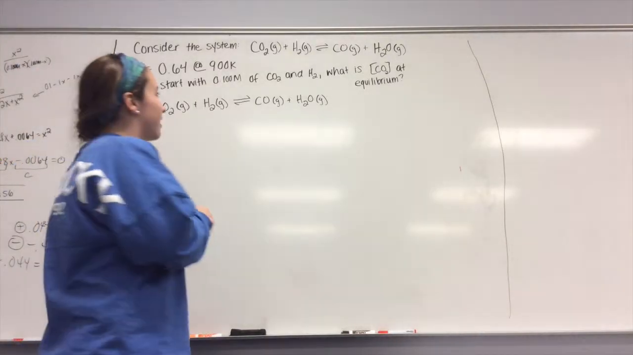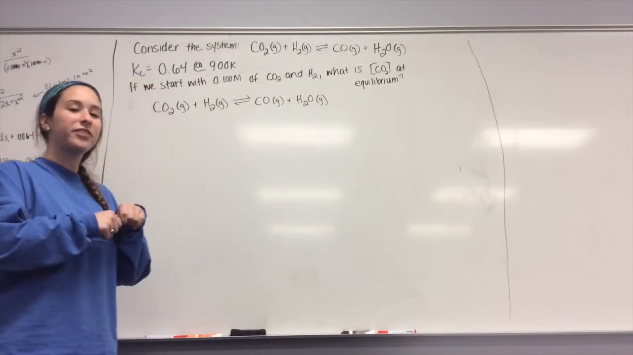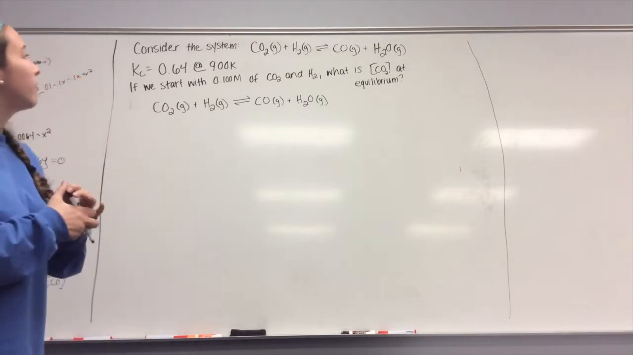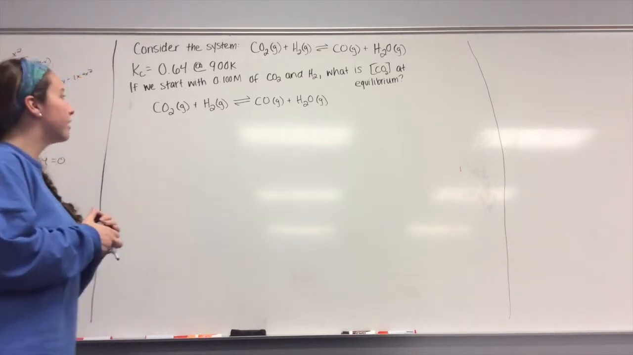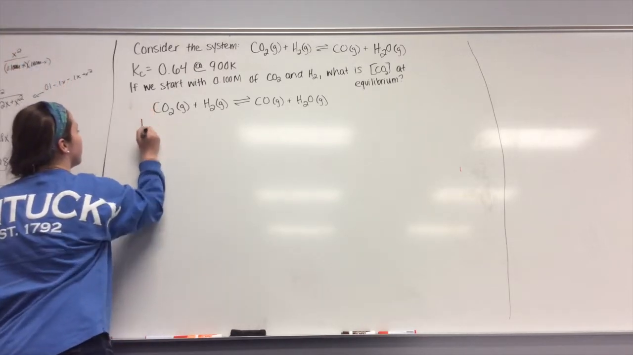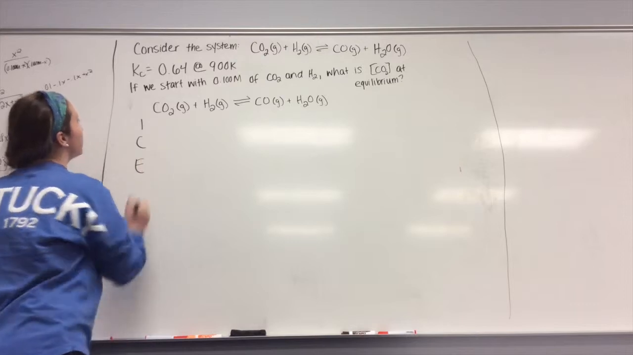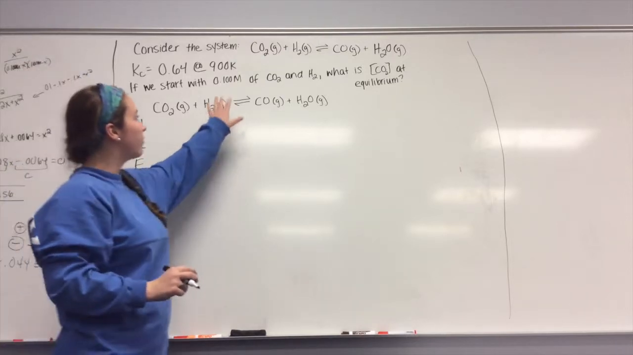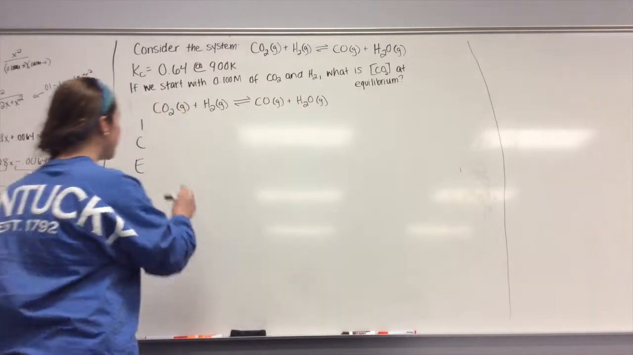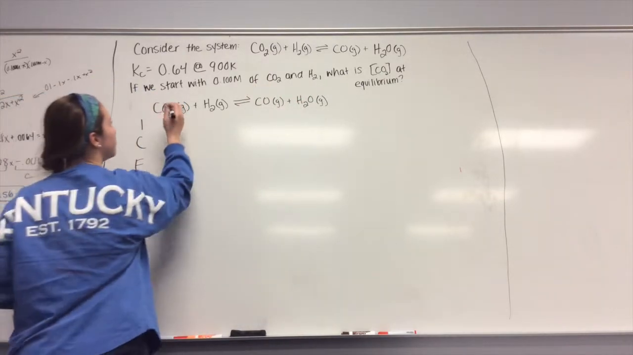So now that we know how to set up ICE tables, we're going to practice solving an ICE table by using the quadratic formula. So I have rewritten my equation right here, and the first thing we need to do is set up our ICE table. So we're told that we are starting off with 0.1 molar of both CO2 gas and H2 gas. So that's what we're going to fill in for our initial.